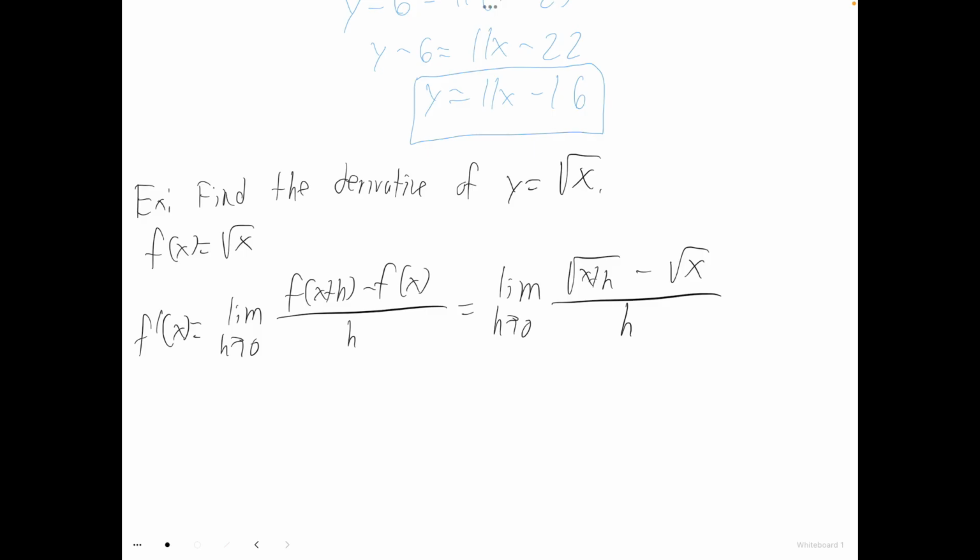So now we want to compute this limit. We've talked about how to compute limits like this before. Remember that the trick is we're going to multiply by the conjugate on the top and the bottom. So we're going to multiply by the conjugate of the numerator, the square root of x plus h plus the square root of x, on the top and the bottom.